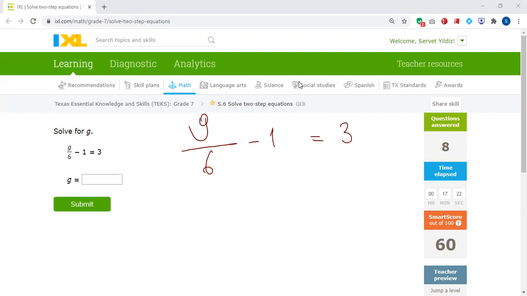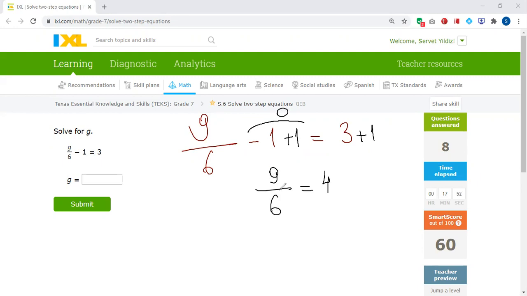So again, first of all, I'm going to get rid of the addition or subtraction. So I'm going to add 1 to both sides. This is going to be 0. G divided by 6 is equal to 3 plus 1, which is 4. And then in order to find the value of g, I can multiply both sides by 6.